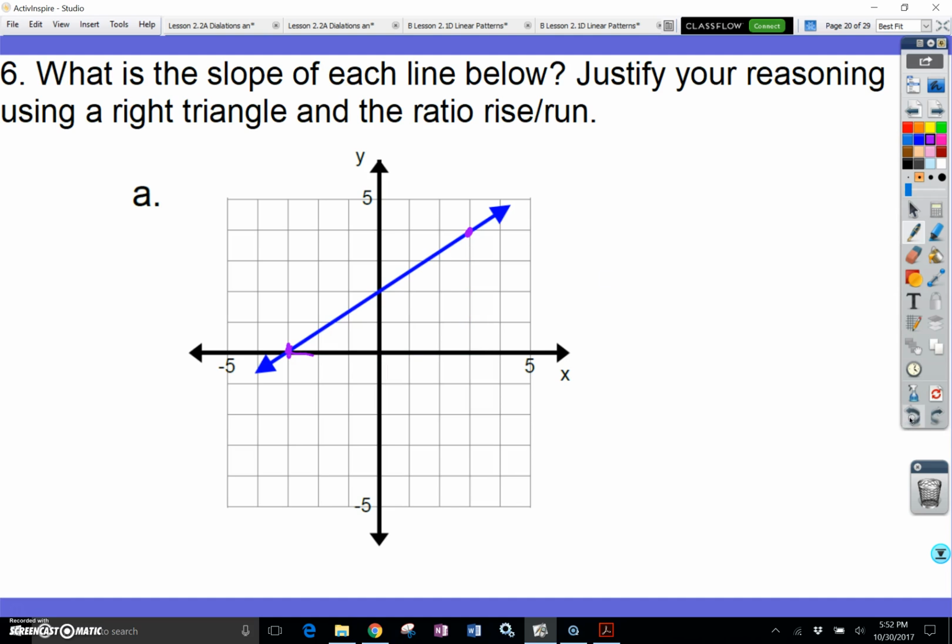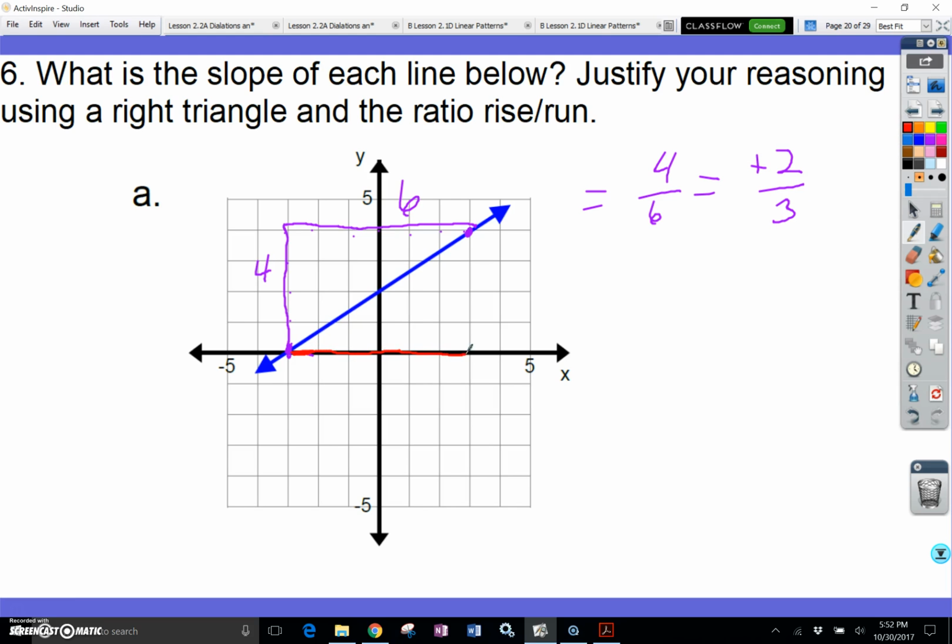And we need to figure out the rise over run. So the better way to do this rise over run is to actually go up and over this way. So my rise is 1, 2, 3, 4, and my run is 1, 2, 3, 4, 5, 6. So that would be going up 4 over 6, which is the same as positive 2 over 3.